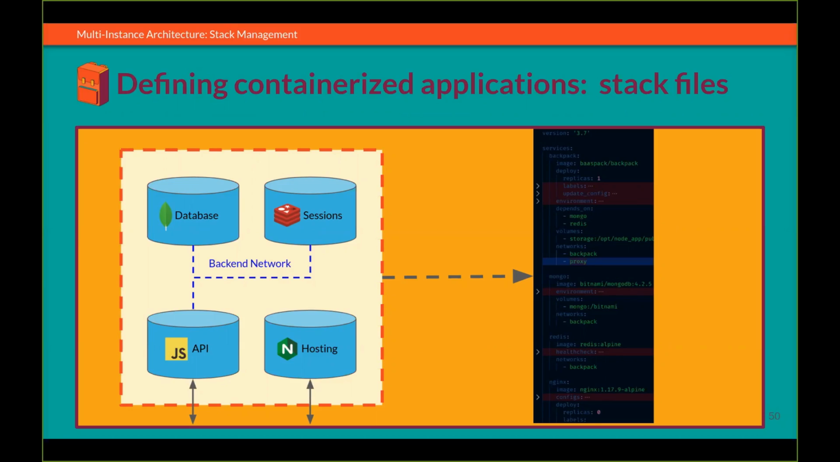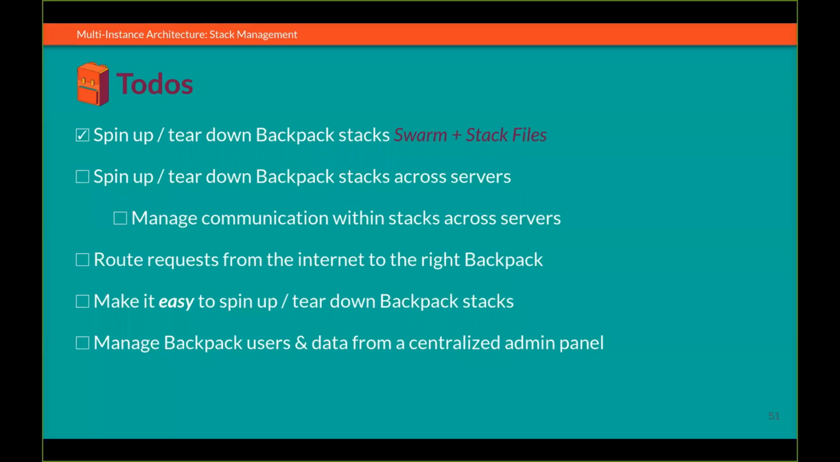We can take the stack file and pass that in as an argument to the different command line commands that Docker exposes for interacting with Swarm. So by combining stack files with Docker's CLI, its command line interface, we're able to check off our first to-do. We have some way to package our Backpack stacks as containerized applications, and we can use Swarm in order to spin them up or tear them down as we need.